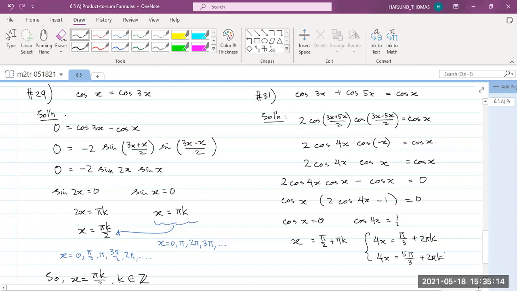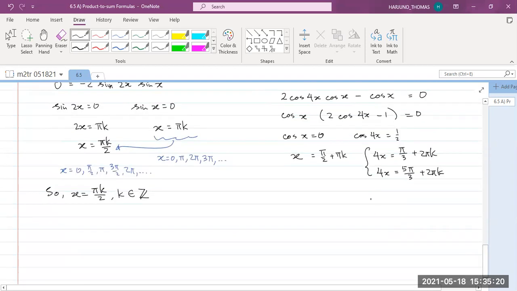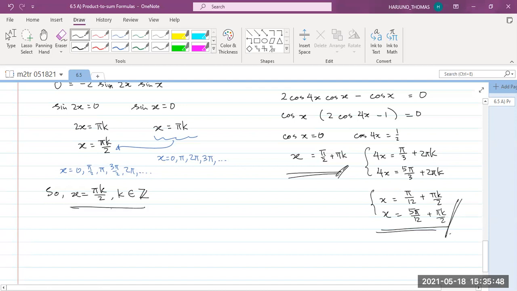Now then we divide by 4. So x equals pi over 12 plus pi k over 2, or 5 pi over 12 plus pi k over 2. So the solutions are this guy and this guy together, for k any integers.